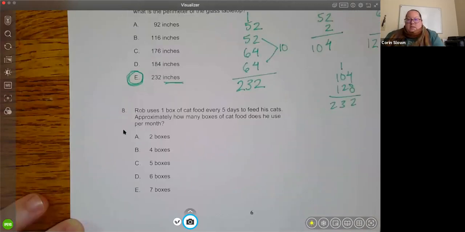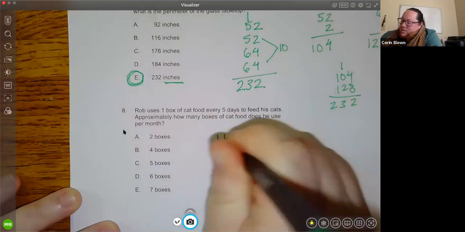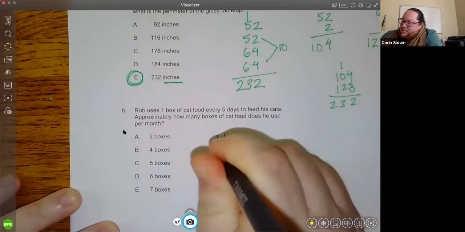Okay, number 8. Rob uses 1 box of cat food every 5 days to feed his cats. Approximately how many boxes of cat food does he have per month? So this is a problem where we're going to have to make some sense of the information that we're given. So for example, we're told 1 box per 5 days.